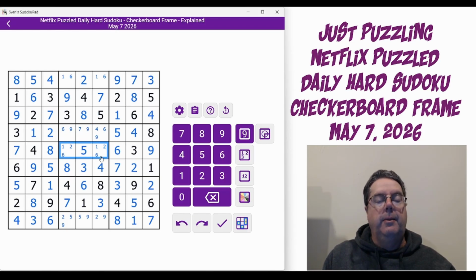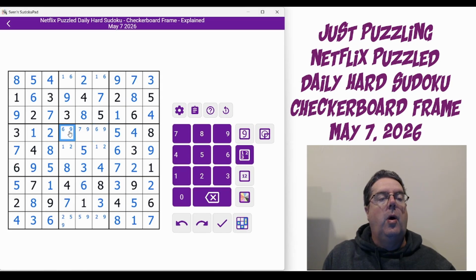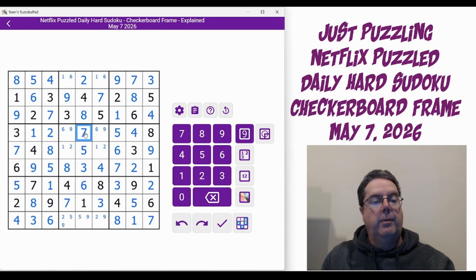6 can't be here, so that's a 1, 2, 1, 6. 4 can't be here, so that's a 6, 9 pair there, so this must be a 7. So 7 comes down, 5 comes down here, so this is a 9, this can't be a 9, so it must be a 2, this can't be a 2 and a 9, so it's a 5.